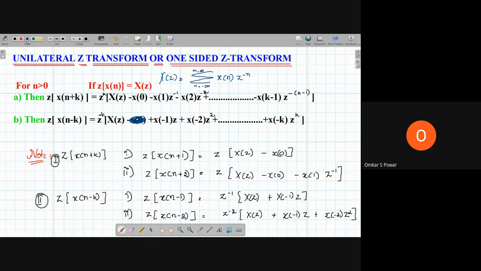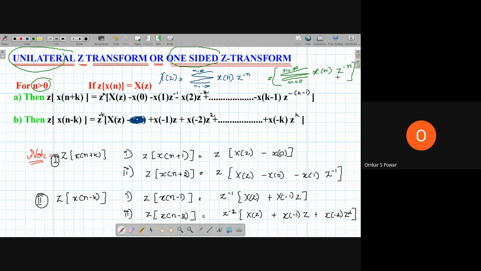Here, as the name indicates, which is unilateral Z transform or one-sided Z transform, it is defined only for n greater than or equal to 0. So that is non-negative values of n. So if you can observe here, for n greater than 0, X of z will be defined for n is equal to 0 to infinity x of n z power minus n. So this is the formula for unilateral Z transform. So it is defined for n greater than or equal to 0.